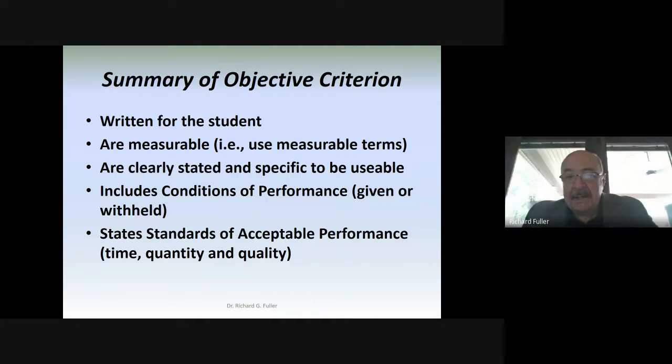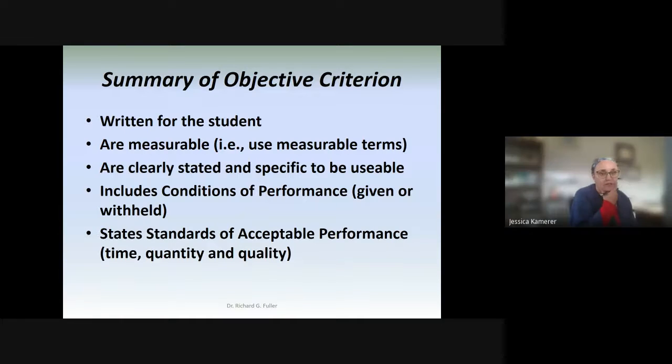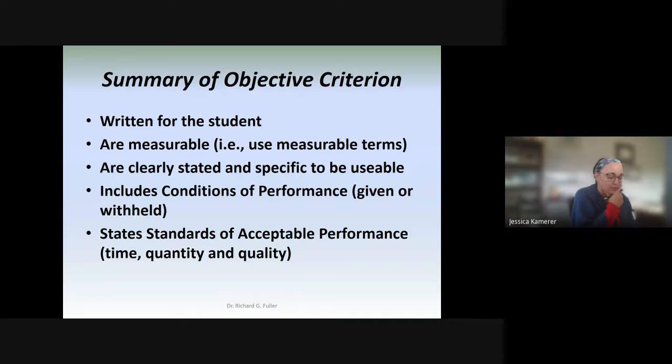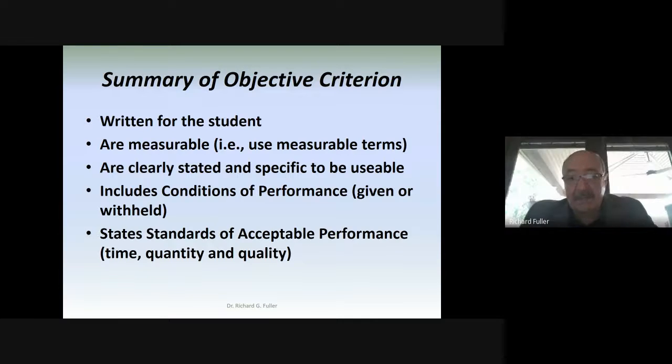Okay, let's break it down. And you have, at the beginning, the student will be able to, so it is written for the student. What's your measurable term there, Jess? Identify 3. It is clearly stated. Do you have conditions of performance and or standards of acceptable performance? What are your conditions of performance? Well, I guess I had 3 examples. Okay, so you're giving them 3 examples. That's good. And what are your standards of acceptable performance?